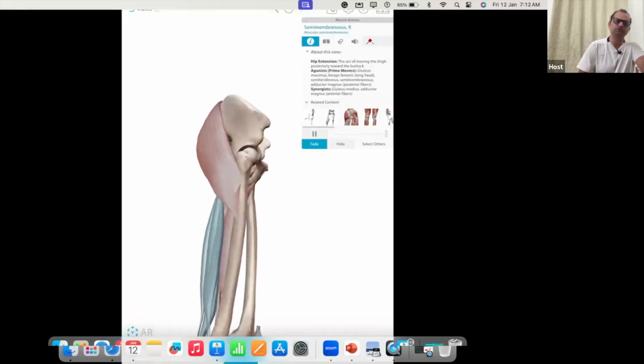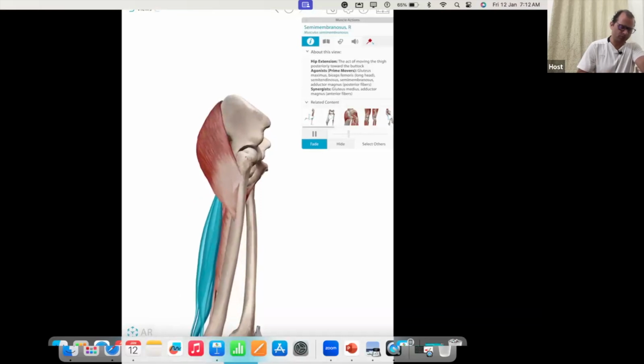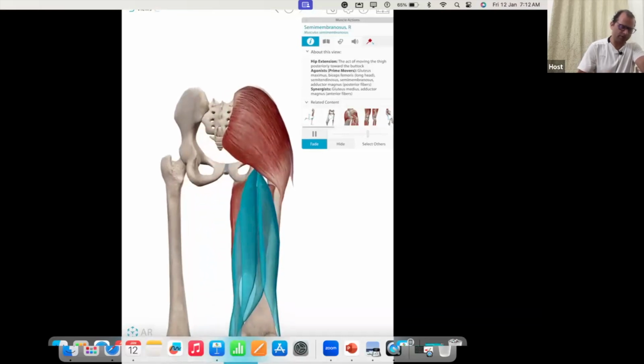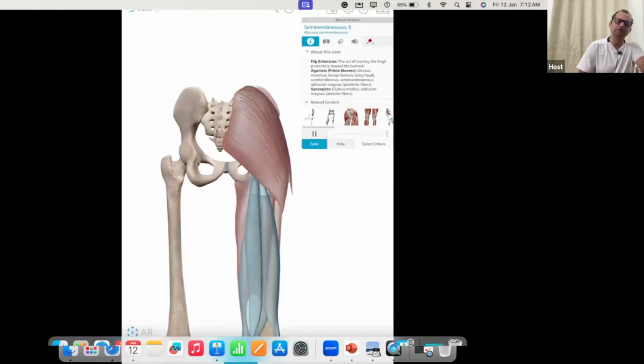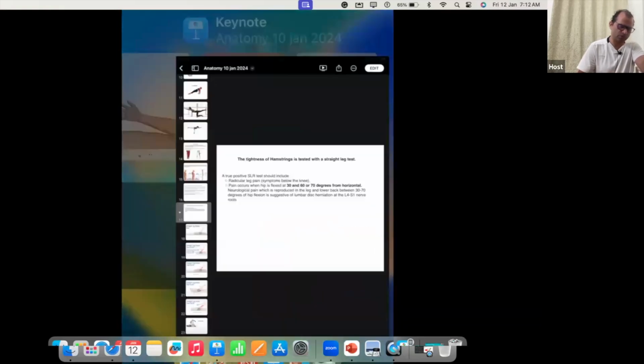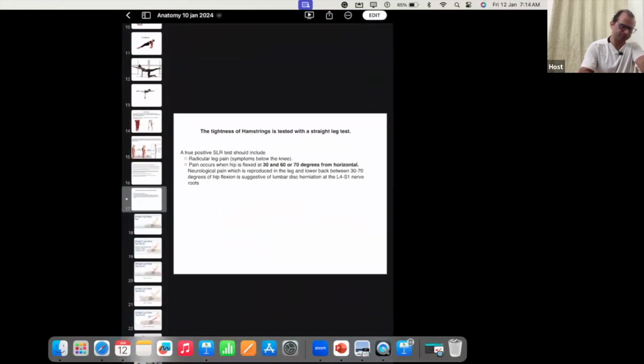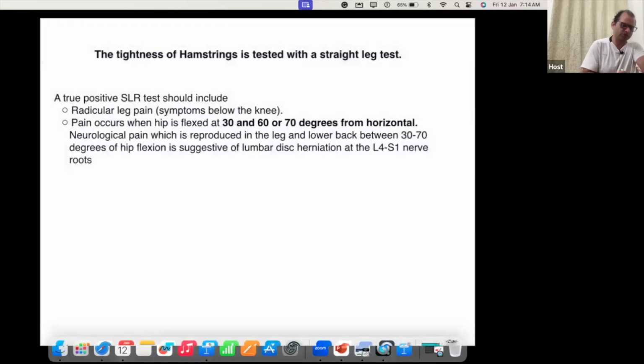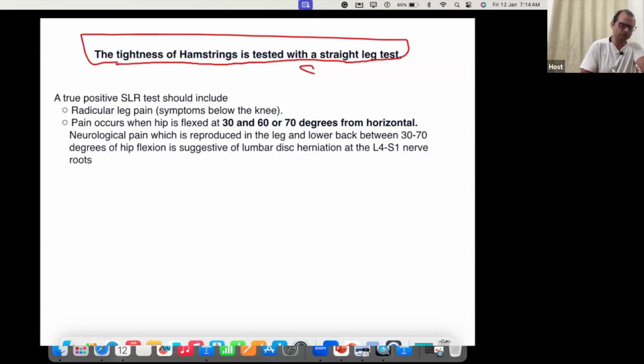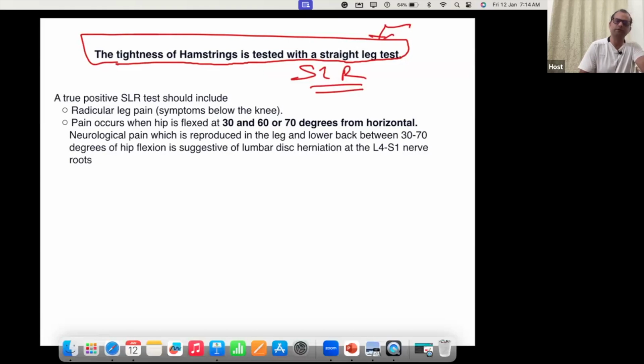So there is one test. There is a test that we do to find out the position of the hamstring muscle. So let's see here. This test is for the tightness of the hamstring muscle, that is called the SLR test, or the straight leg raising test.